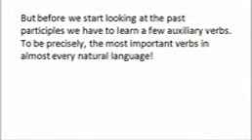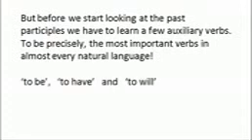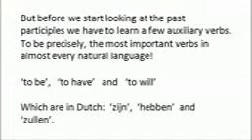But before we start looking at the past participle, we have to learn a few auxiliary verbs, to be precise the most important verbs in almost every natural language, which are to be, to have, and to will, which are in Dutch zijn, hebben, and zullen.